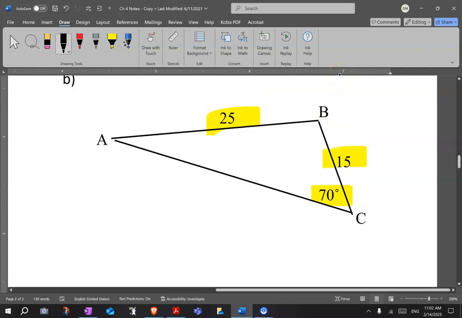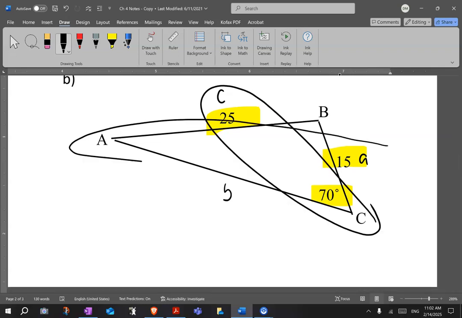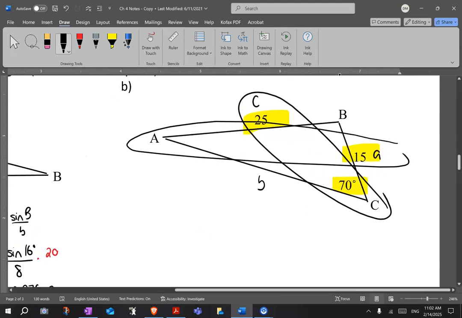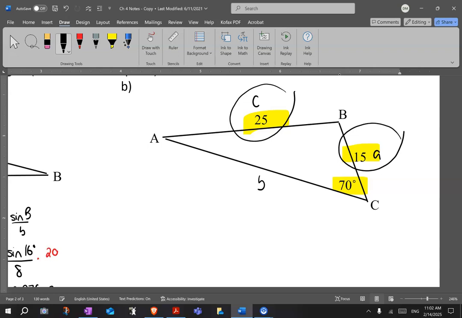So let's see, I have C, B, A, so I've got a full pair of C's, and I have a partial pair of A's. That means I'm going to be forced to use the sine law here. There's no way I could do the cosine law. The cosine law would require me to have all the sides and a missing angle.